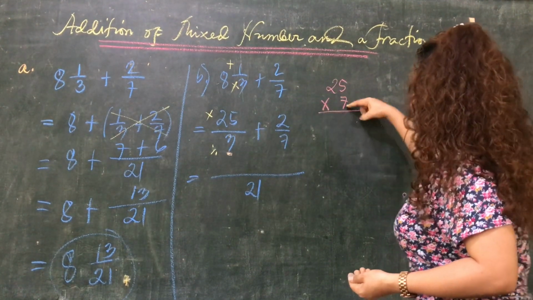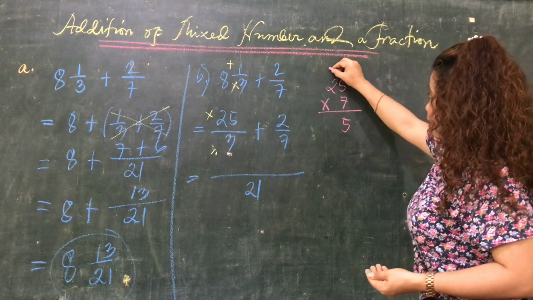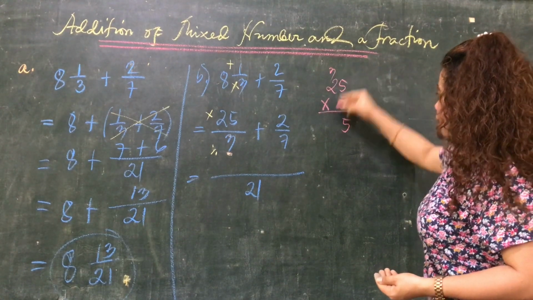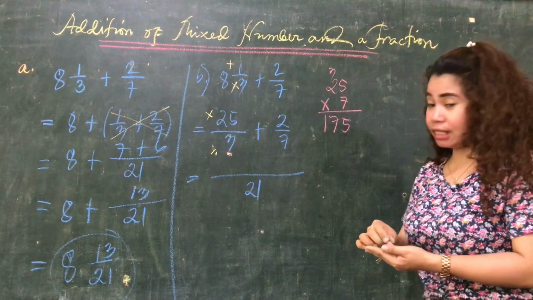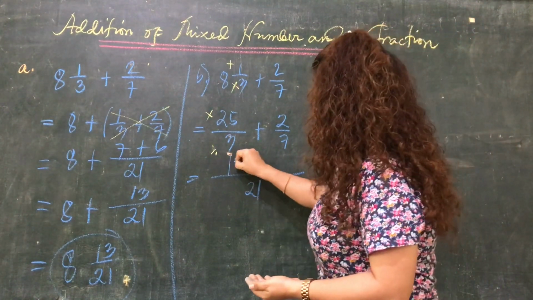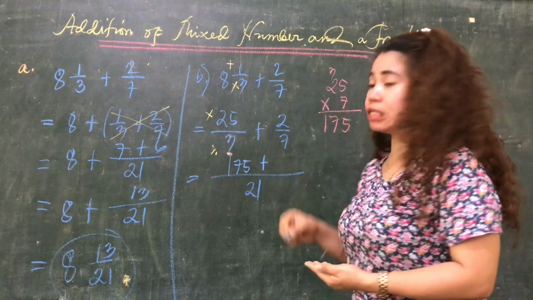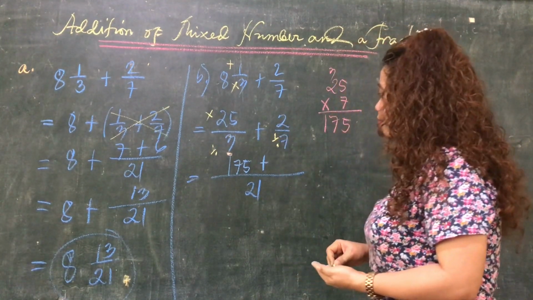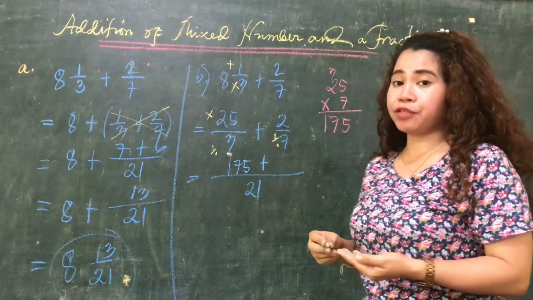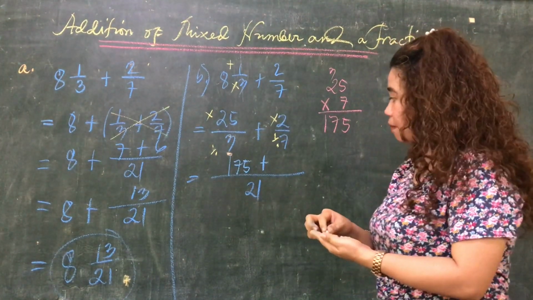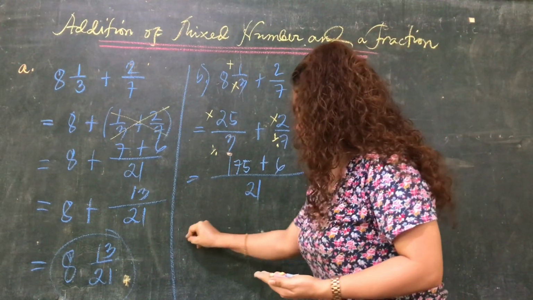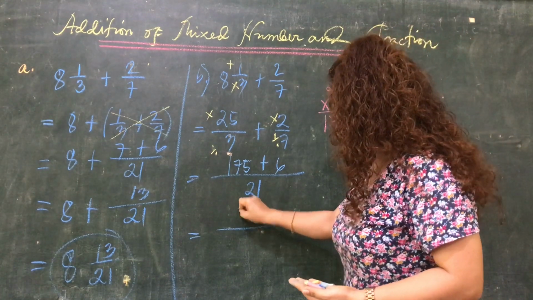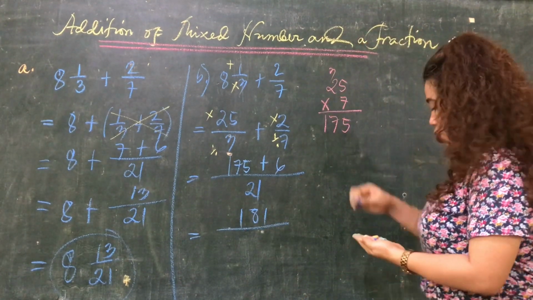25 times 7. 7 times 5, 35. Carry ang 3. 7 times 2, 14. 14 plus 3, you have 17. 175 is the answer. Copy ang plus sign. And then, kani si 21, i-divide na to by 7. The answer is 3. Ang answer na 3, i-times sa taas. 3 times 2 equals 6. Equals 175 plus 6, you have 181.